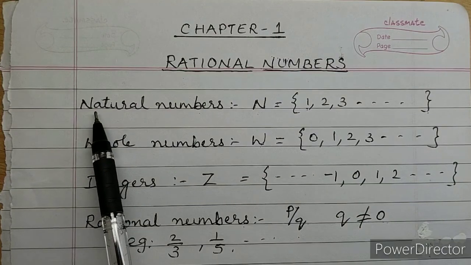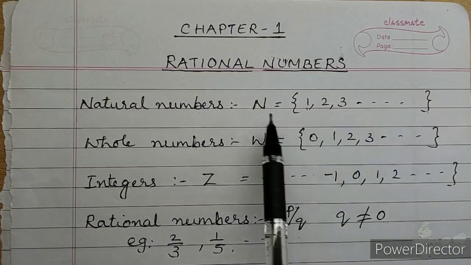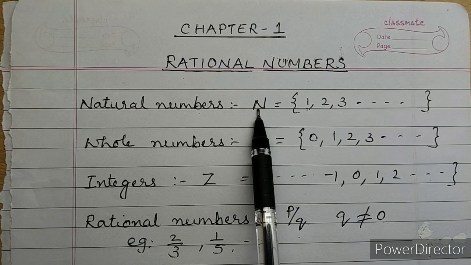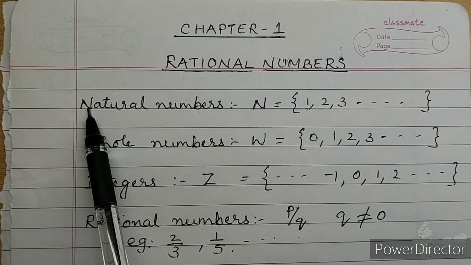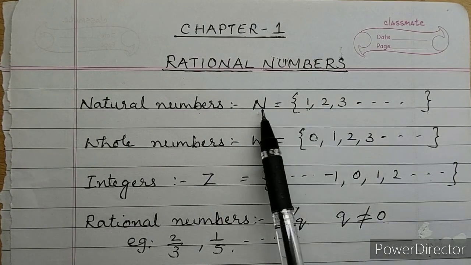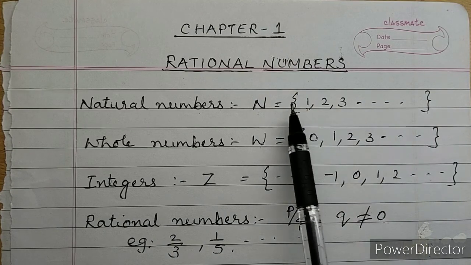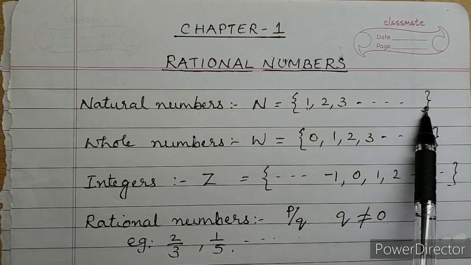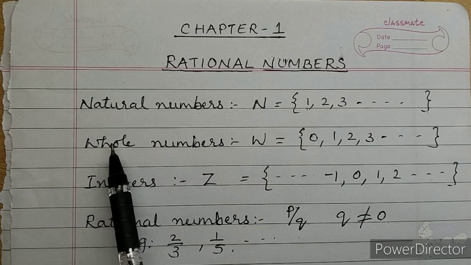Number system starts with natural numbers. Natural numbers are counting numbers represented by capital letter N. N is from the starting letter of natural numbers. So N is equal to the set that starts from 1 to infinity: 1, 2, 3, etc., infinity.